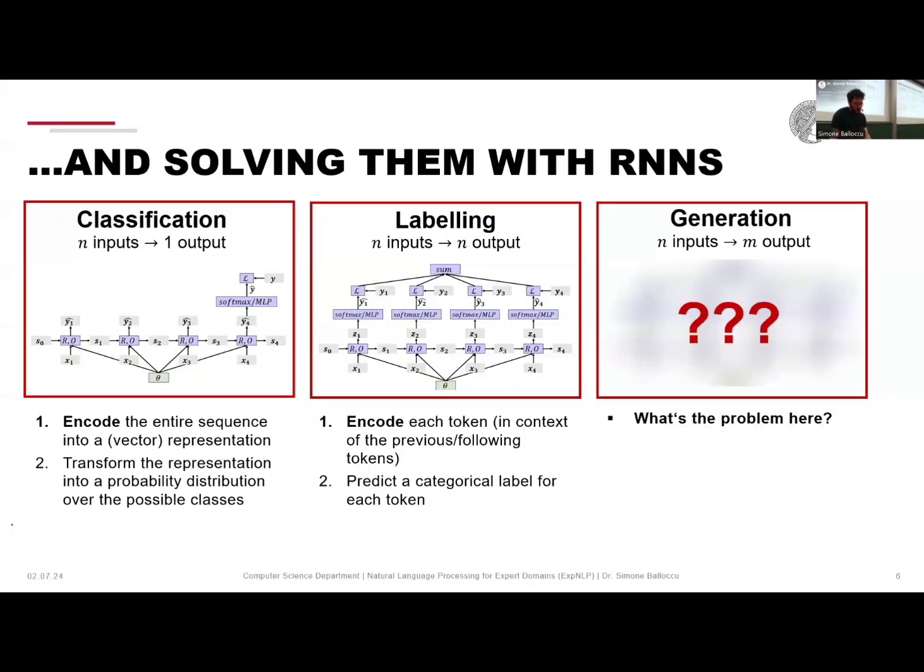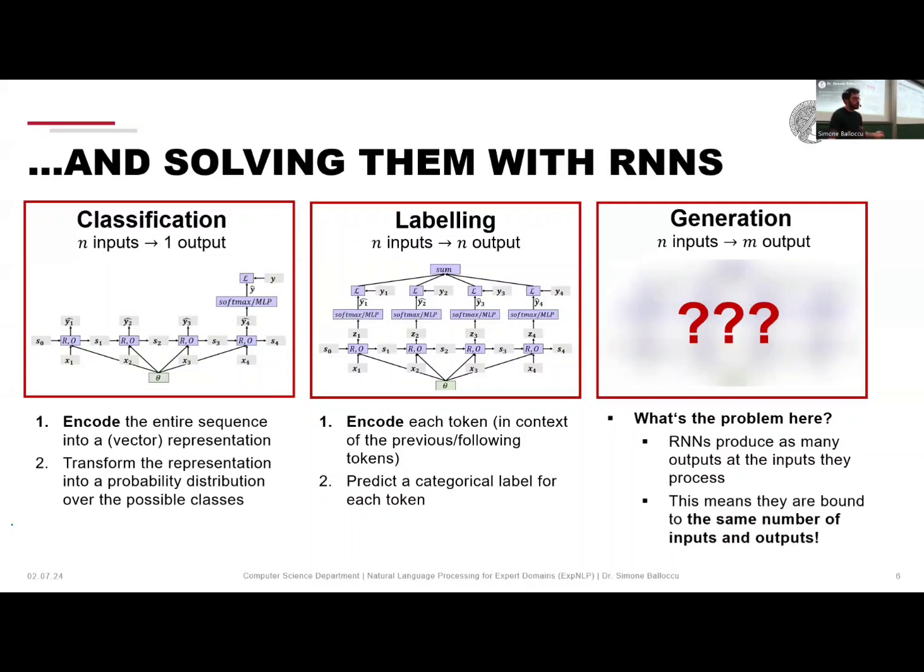There is one problem with this: RNNs produce as many outputs as they get as inputs. So if I want to process 5 words and produce 20, I cannot. If I want to encode 20 words and produce 5, I cannot. Even if I don't know how long the output sequence should be, I cannot do it. I'm bound to produce 10 inputs, 10 outputs, 100 inputs, 100 outputs, 1 input, 1 output. See the problem? Is it clear?